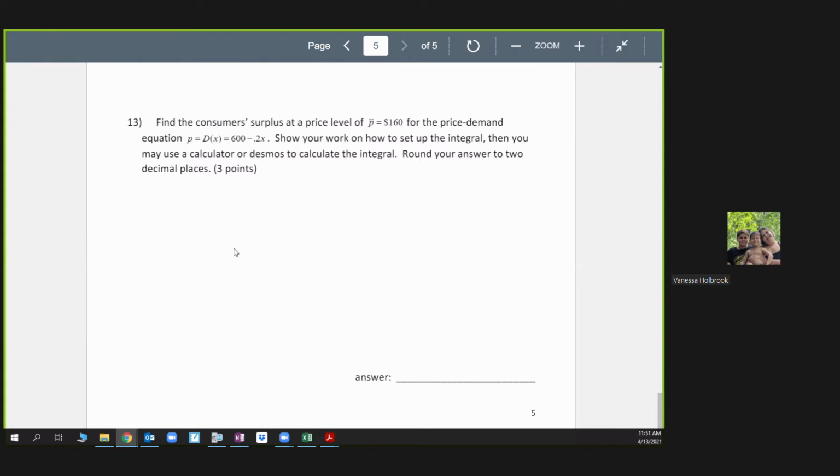And labeling those is also key. Making sure that you're putting dollar signs where dollar signs need to be put. Yeah, units are important.